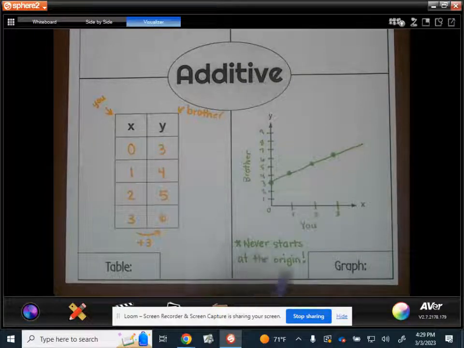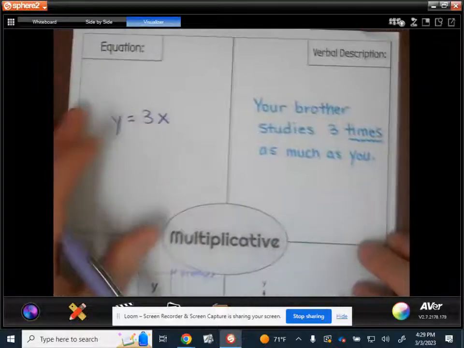One thing you'll notice about additive graphs is they never start at the origin. Remember, this is the origin. This graph doesn't go through the origin because it's an additive graph. The reason is anytime you add something to 0, it's not 0 anymore. So it's not going to start at 0 comma 0. In this case, we were adding 3, so 0 plus 3 is 3. So those are additive relationships, but we can also look at multiplicative relationships.